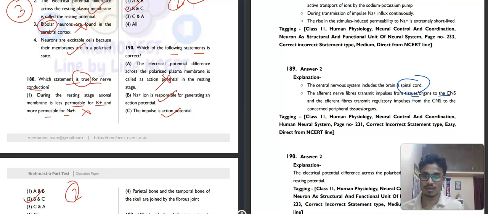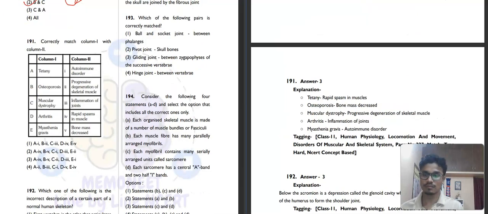Then question number 191. Okay, so tetany, you know that tetany means rapid spasm in muscle. Osteoporosis is the disease where bone mass is decreased. It is most commonly seen in women, like older women. Then muscular dystrophy, progressive degeneration of skeletal muscle. Yes, it is correct. Then arthritis is inflammation of joints. Myasthenia gravis is an autoimmune disorder. So if we match all this, we will get the third as our correct option.